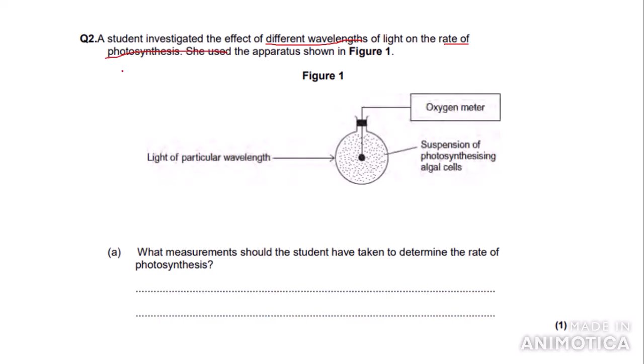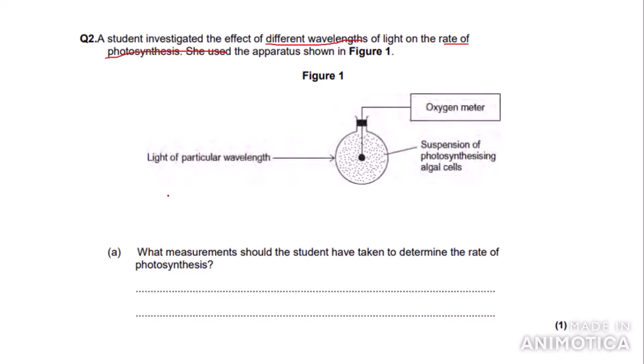She used the apparatus shown in figure 1. Here we have this nice piece of apparatus, which is a kind of round bottle-shaped apparatus, with a suspension of photosynthesizing algal cells, an oxygen meter to measure oxygen production, and light of a particular wavelength being shone on the cells.